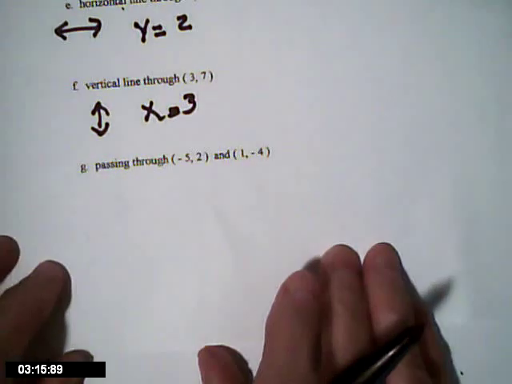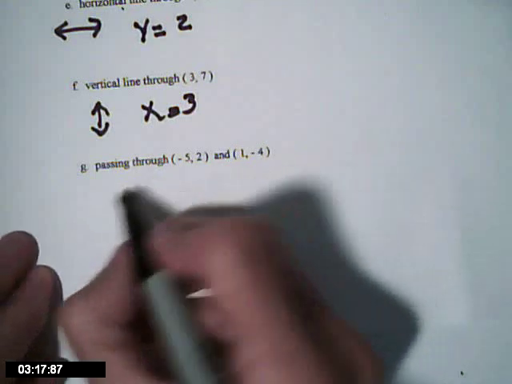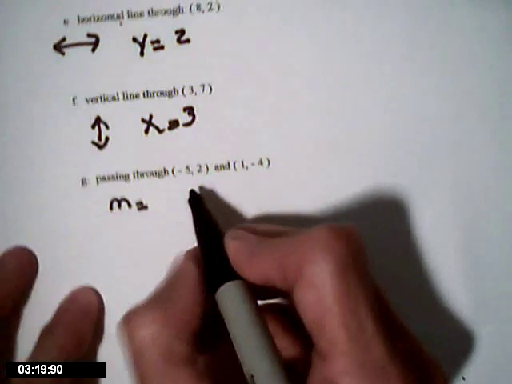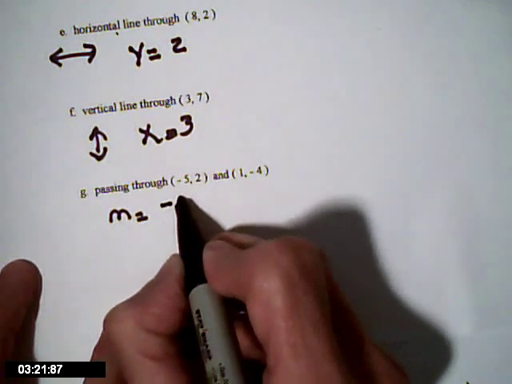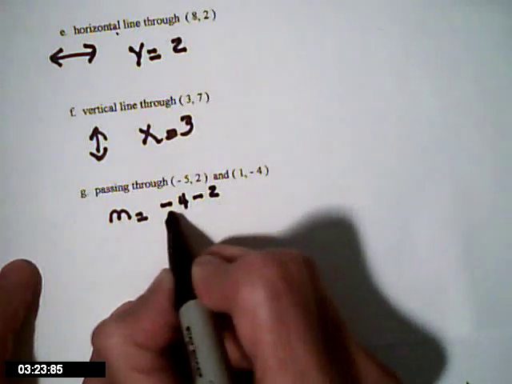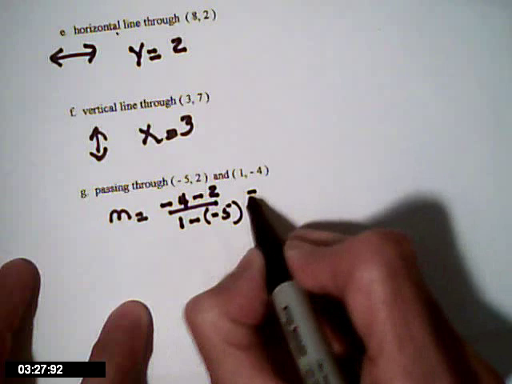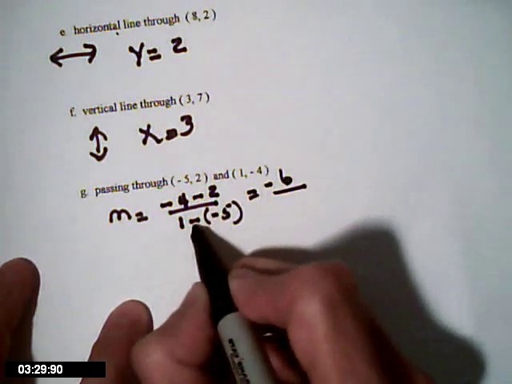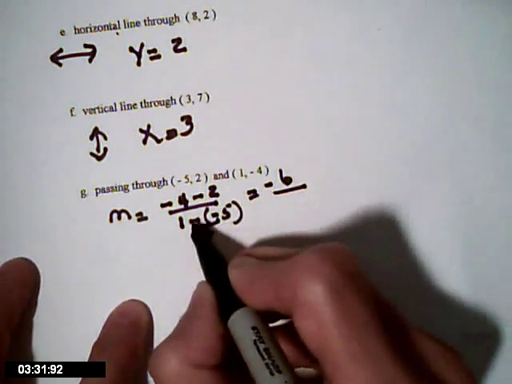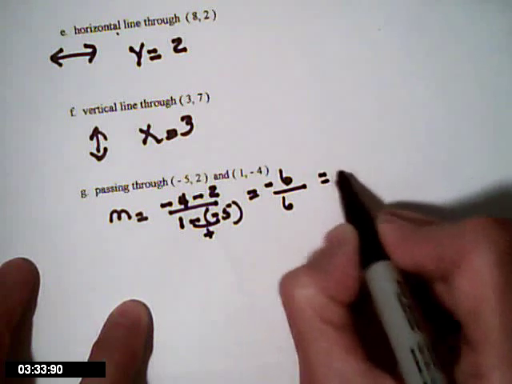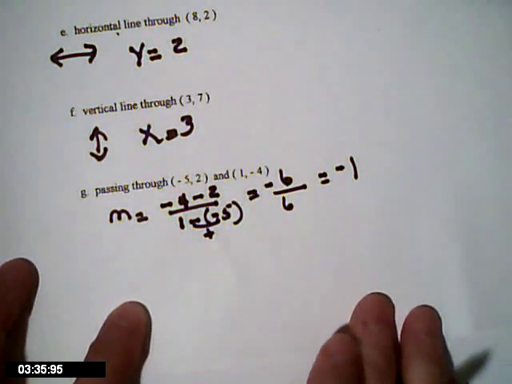And finally, passing through 2 points, we have to have a slope. So the first thing we need to do is to calculate slope. And that's y minus y over x minus x. So that's negative 6 over, 2 negatives become a positive, 1 plus 5 is 6. My slope is negative 1.